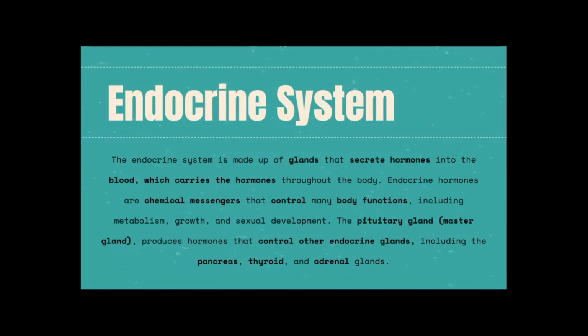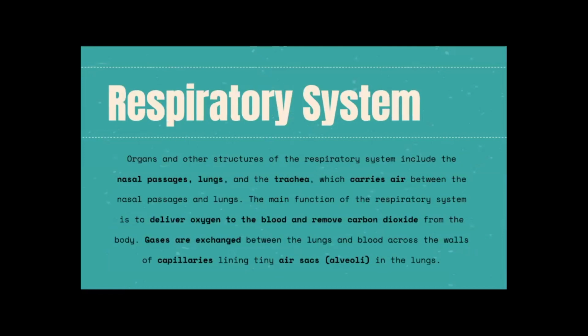So, endocrine system, hormones. Hormones are important for everything. I don't know if you guys have heard about fight or flight hormones. There are a lot of types of hormones, and they are so important to our body. They control everything. And the pituitary gland is in our brain.